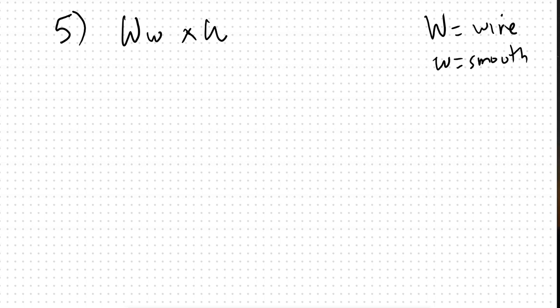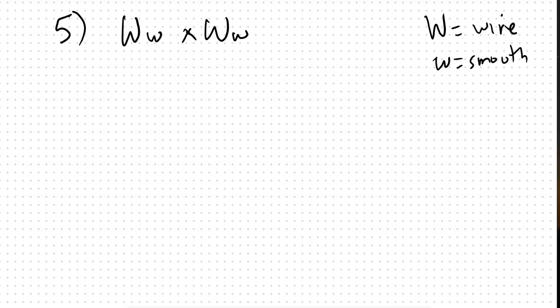So number 5. Question 5 says, dominant allele W produces wire hair in dogs. So let's write those over here. And recessive allele w is smooth, little w. So heterozygous wire-haired individuals, heterozygous, are crossed to each other.